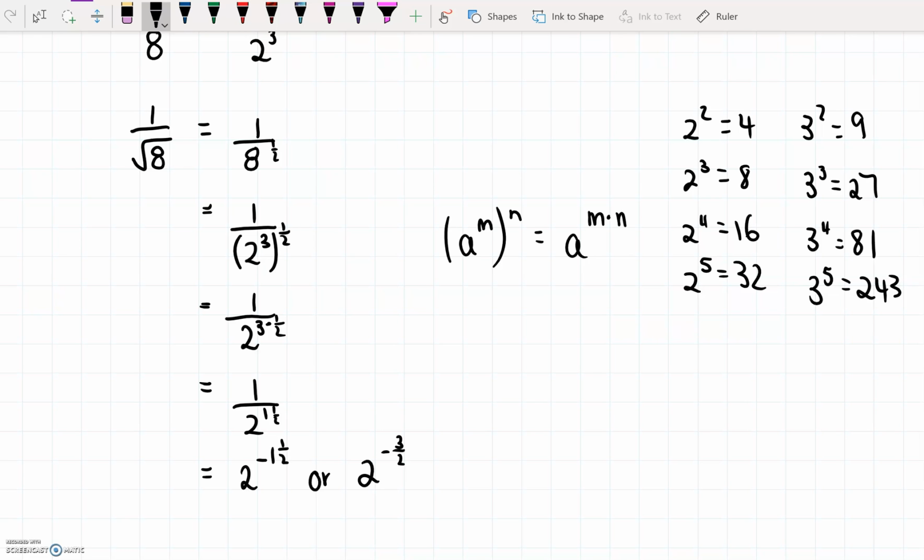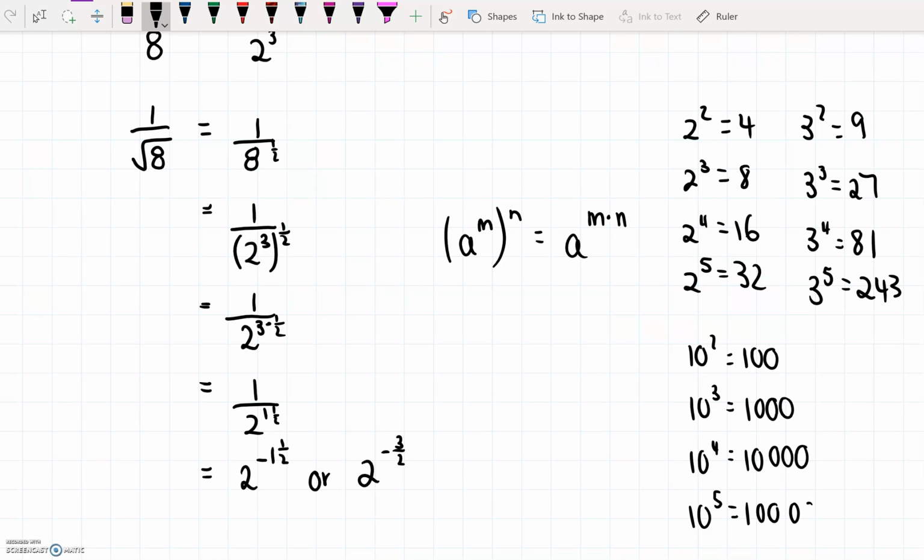And for the 10s, it's easy because you just know 10 squared is 100, 10 cubed equals 1000, 10 to the power of 4 equals 10,000, and 10 to the power of 5 equals 100,000. Okay, so having this little list will always help you.